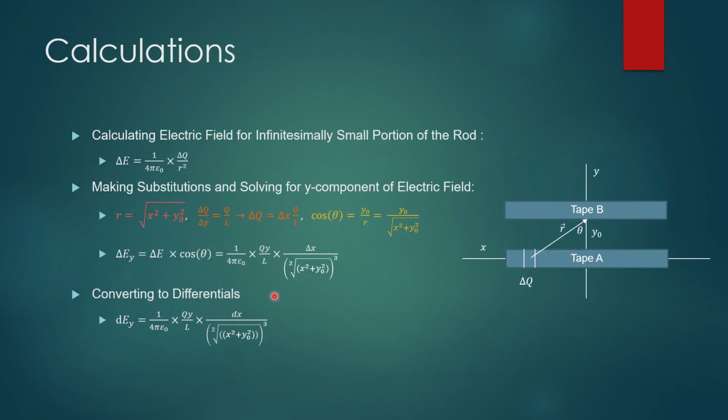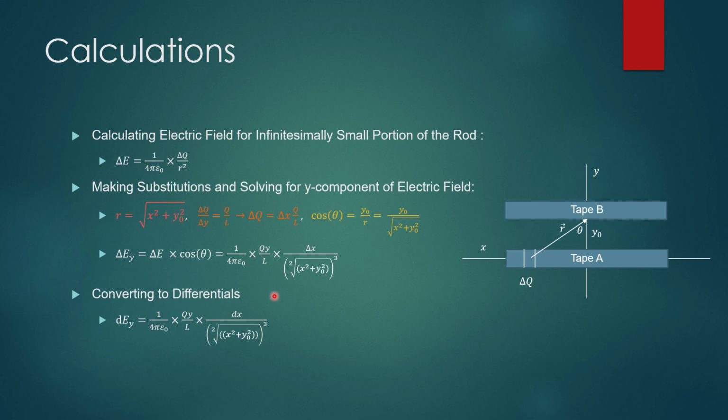So now for calculations. We know that in these calculations, we assume that tape A is a line of charge and tape B is a point charge in order to make the integration easier. First, we develop an expression for delta E, which is the electric field contribution of a single piece of tape A, some delta Q, and then we can make some substitutions shown here based on the diagram that we have.